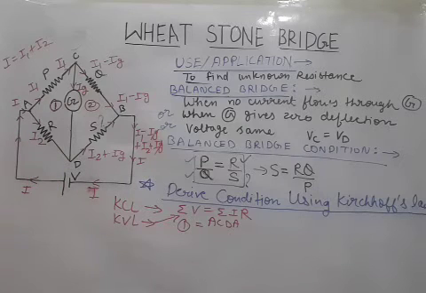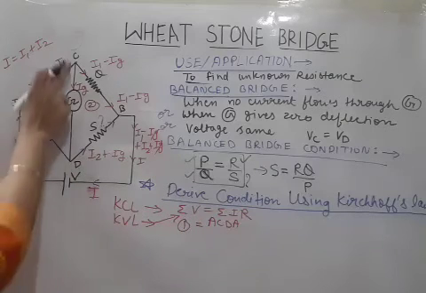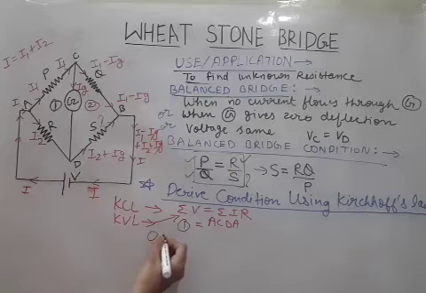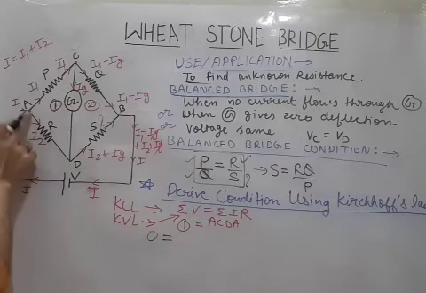Now we have to apply the KVL equation on this loop. So how do we apply the KVL equation? In this loop, is there any battery? No. So summation V will be 0, because there is no battery in this loop.